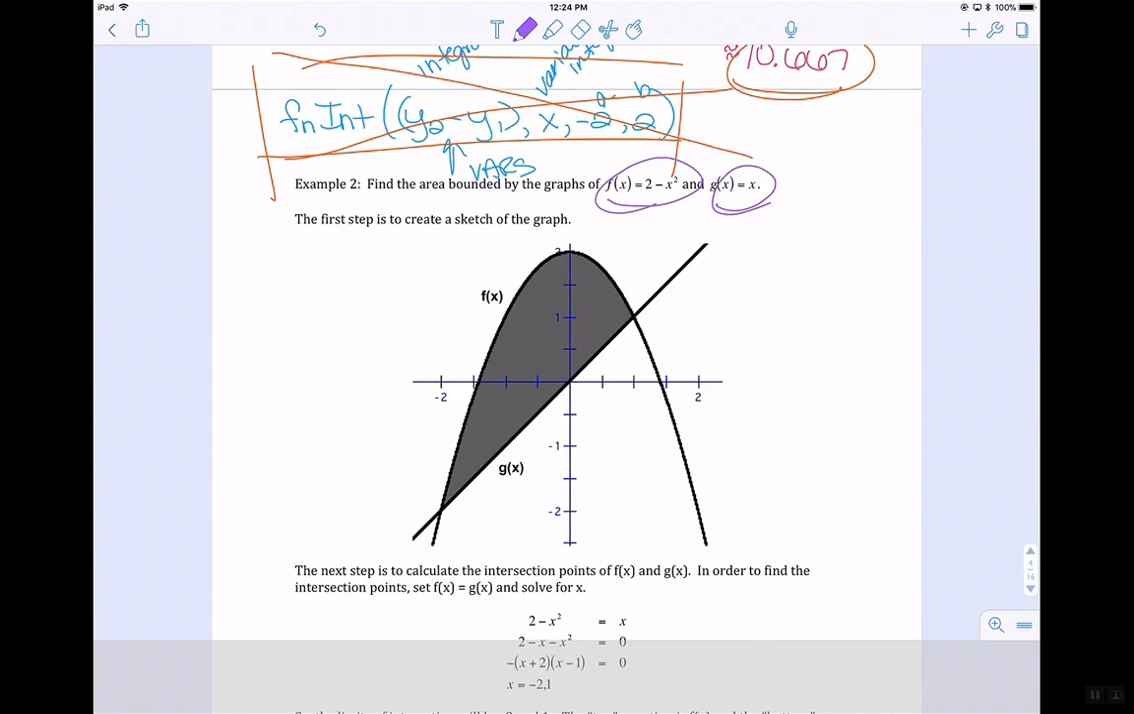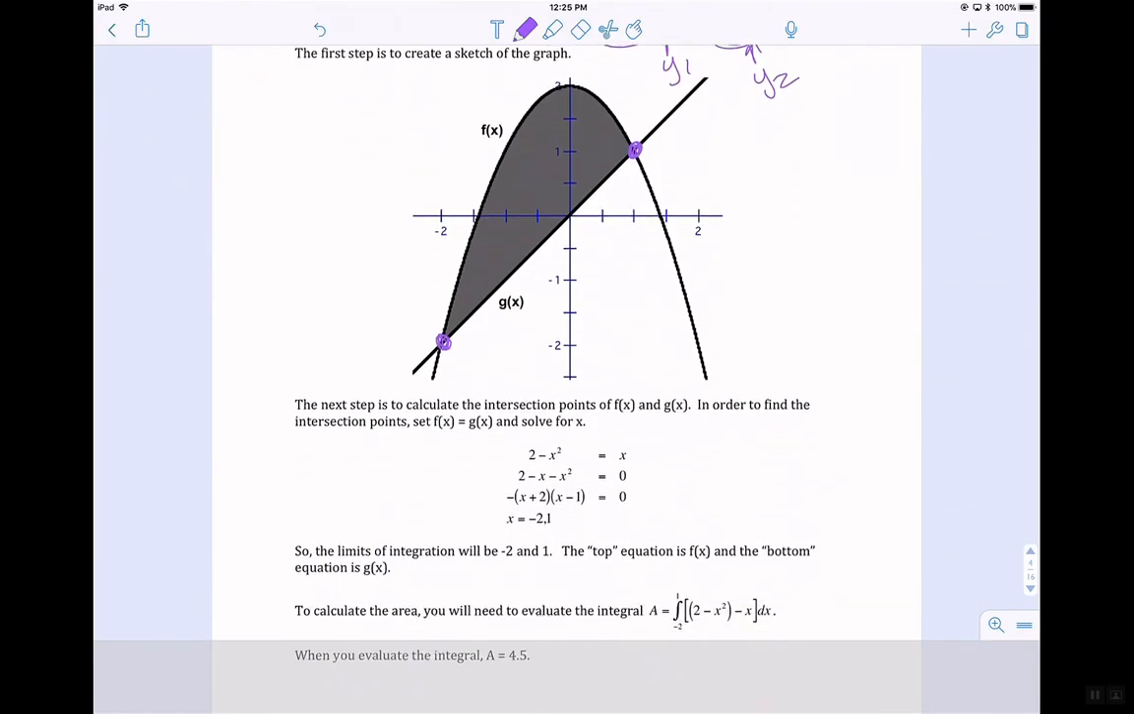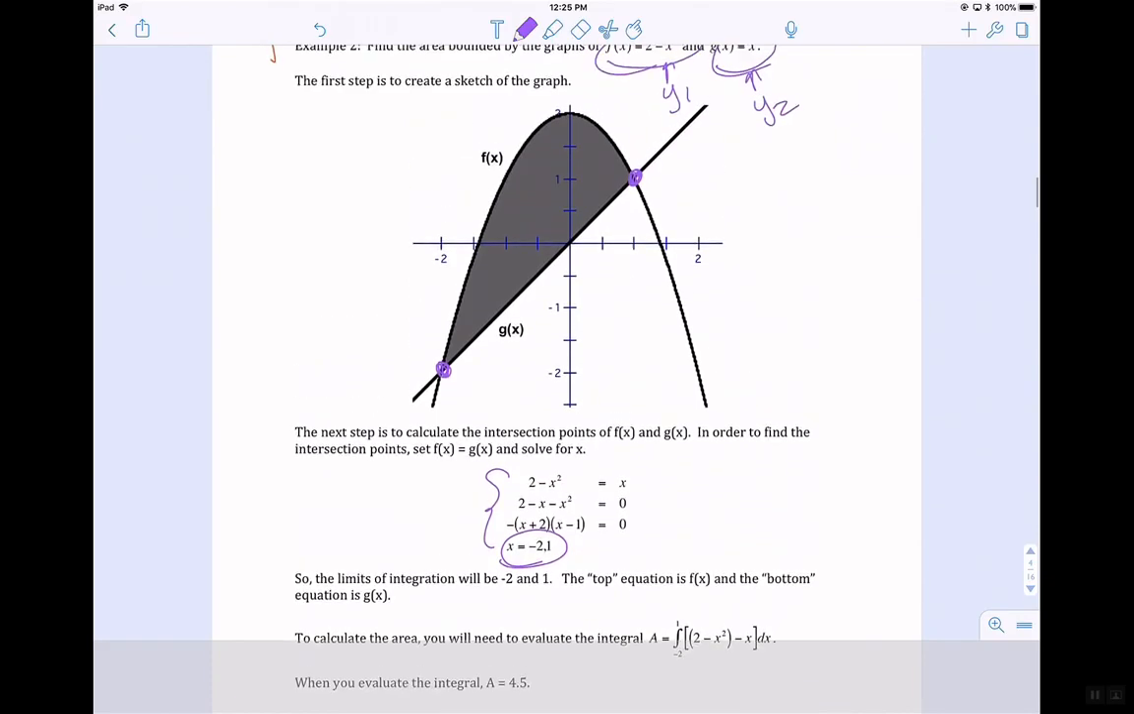Now, I went ahead and I found my intersection points, which are right here below and right here above. I found them by hand, but again, you can plug these both into y1 and y2 and then do the second calc, intersect, and find the intersection points that way. But when I set my equations equal to each other, I get x equals -2 and +1. Which one's on top? My f of x is on top.